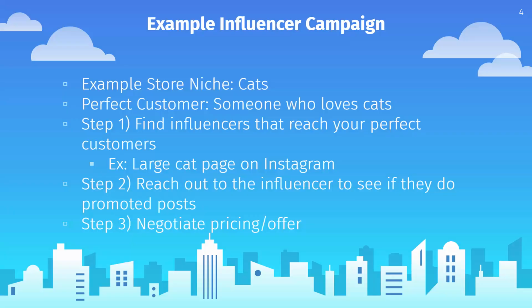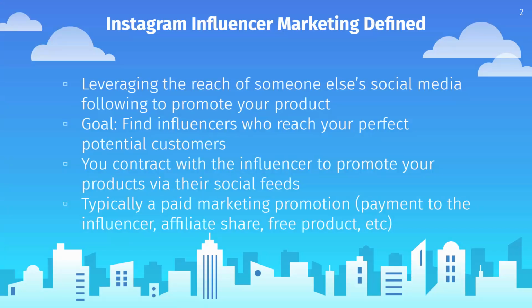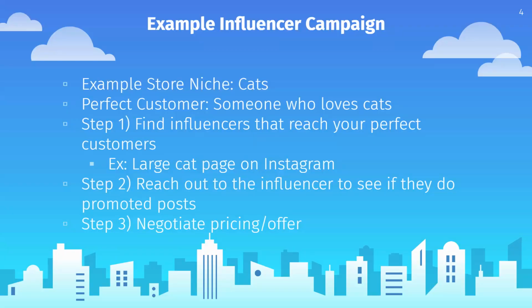So let's talk about the step-by-step of an example influencer campaign. And I'll show you how to simplify this as well. But this is kind of the most basic example I can give. And you can think of an example store where you're selling cat products to cat lovers. Okay, so your perfect customer is going to be someone who loves cats. And as we talked about, what you need to do is find influencers who reach your perfect potential customer. Step one is you need to find influencers that can reach people who love cats. Why? Because that's your perfect customer, right?